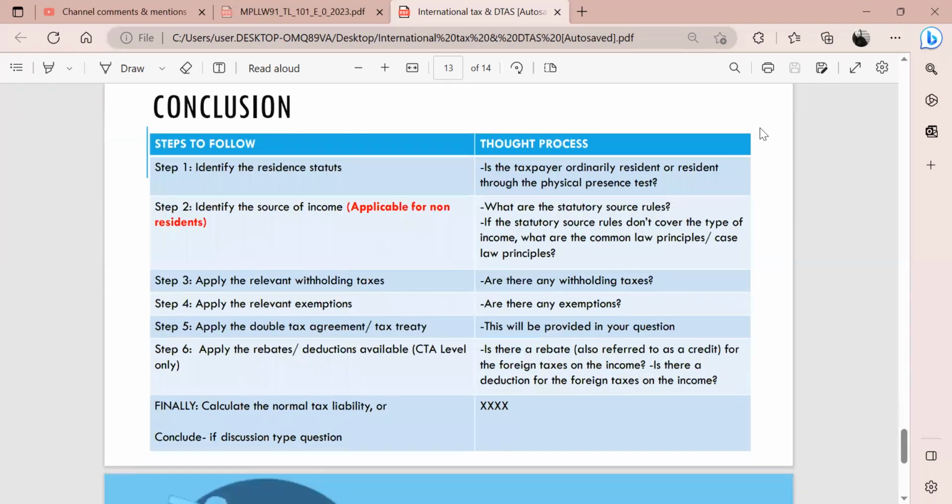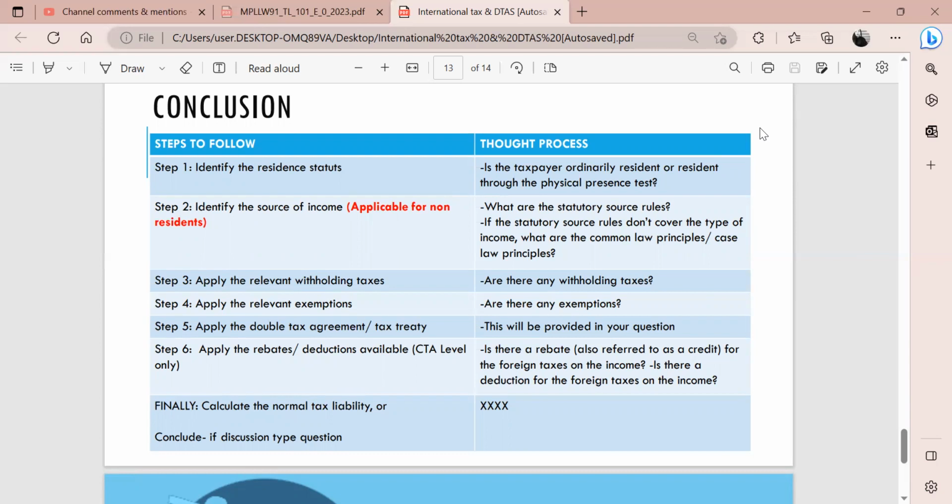So to summarize this topic, step number 1, you identify the resident status of the taxpayer. And your thought process should be as follows. Is the taxpayer ordinarily resident or resident through the physical presence test? If they are a resident, then they will be taxed on their worldwide receipts. And if they are a non-resident for income tax purposes, then they will be taxed on income from a source within the Republic.